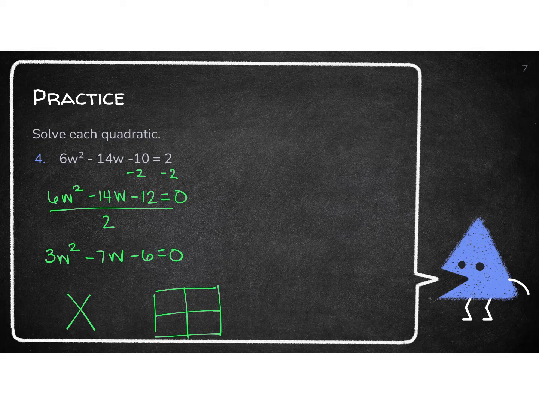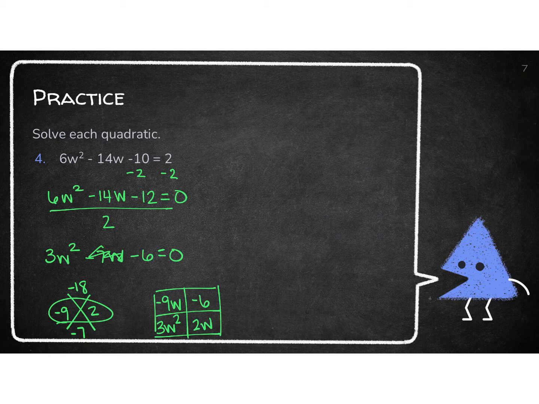So a times c to get the top number, so negative 18 on the top, b on the bottom, negative 7. I have negative 9 and 2. So I'm going to rewrite my 4 terms, the 3 and the negative 6, but with these 2 in the middle. So I have 3w squared, negative 9w, 2w, and negative 6.